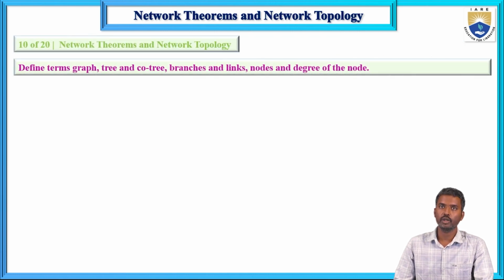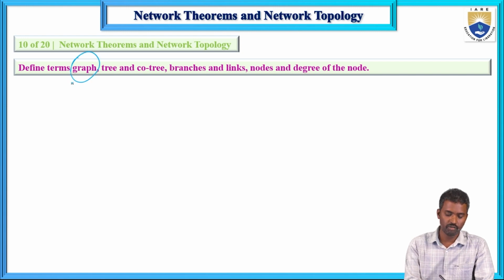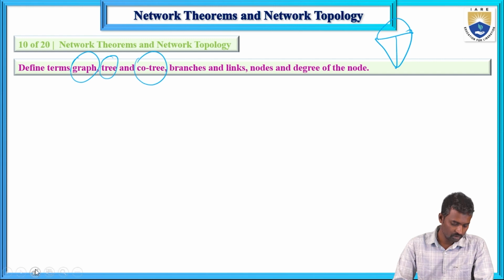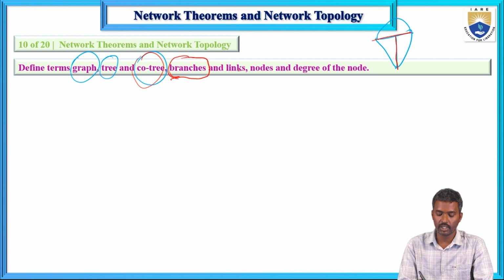Next, define the graph. Graph definition: graphical representation of an electrical circuit. Tree means without closed path, and it should consist of all nodes. And co-tree means, if this one is the tree, the remaining part of the graph is known as a co-tree. Next, branches are the elements having two terminals, and links means these are the links. This is one link, this one is one link, and this one is a link.